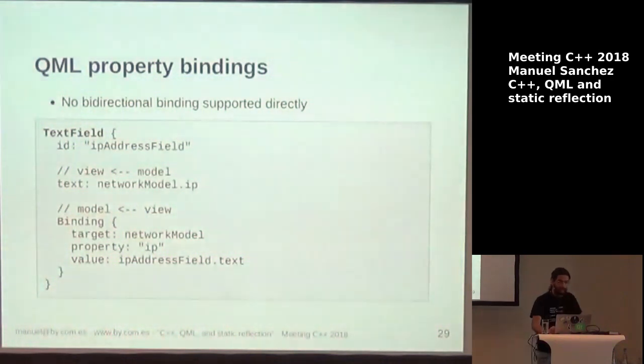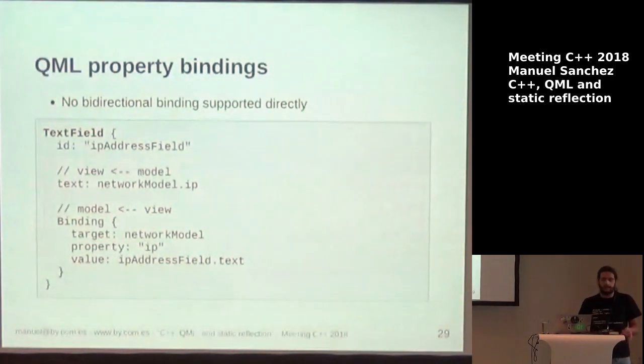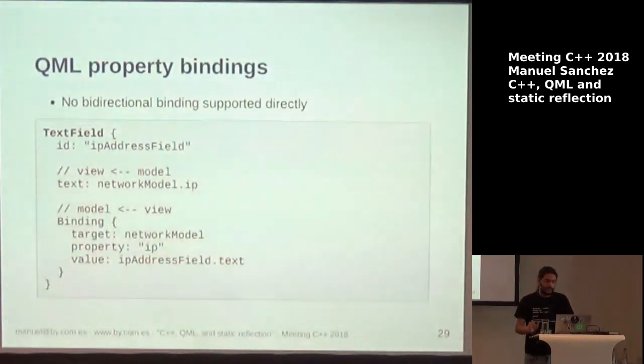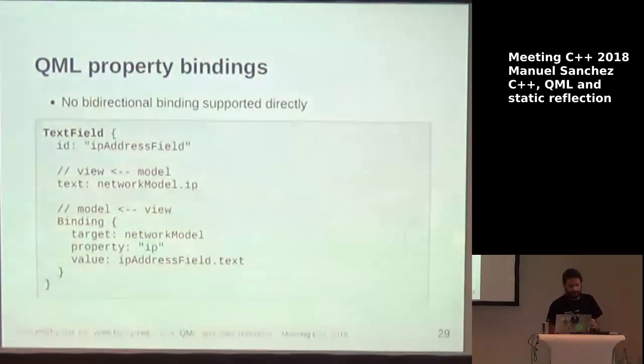Finally, QML does not directly support double binding, like WPF from Microsoft, for example. You have to explicitly build another binding to the other side of the relationship. So they provide the Binding type, which is just a way to write a relationship between the IP field of the network model and the IP address field of that text box.